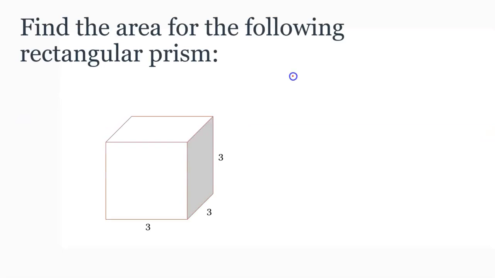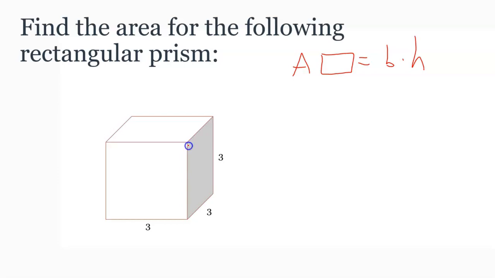All right, we're going to jump in and we're going to start doing this. Find the area for the following rectangular prism. And this one doesn't have the grid on it, so you can't count squares, so we've got to do math. Remember, the area of a rectangle is what? Base times height. This is a rectangular prism. We've got rectangles on all sides, so we just keep doing base times height. So let's start doing it.